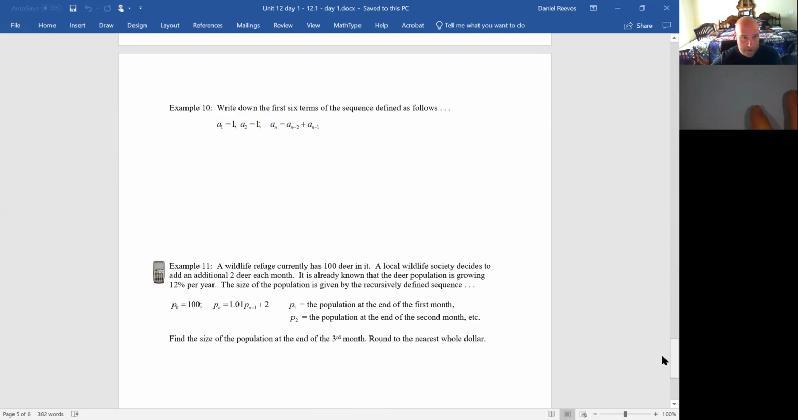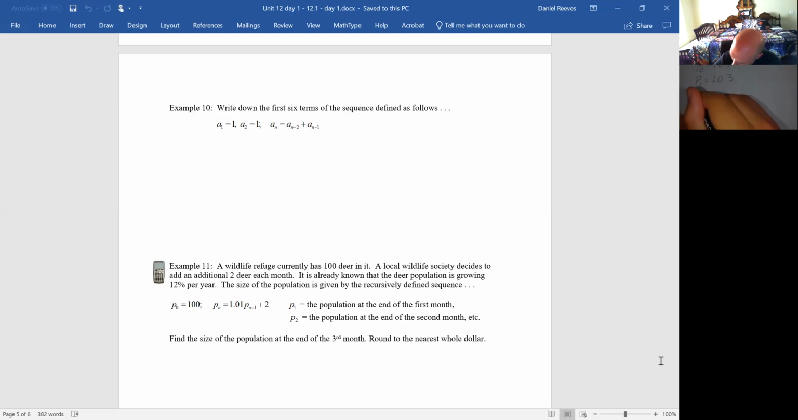All right, and finally we have an actual word problem example. A wildlife refuge currently has 100 deer in it. I'm going to say population sub 0 equals 100. They decide to add an additional 2 deer every month. They bring in 2 new deer, and it grows at 12% per year. So really 1% per month. So the population at the beginning of the next month should be 101% of this, which is 101 plus 2 more.